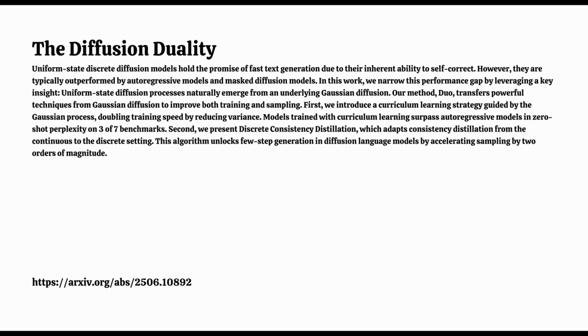What did they find? They discovered that these uniform state discrete processes aren't totally separate. They're actually an emergent phenomenon of an underlying continuous Gaussian diffusion process. Whoa, okay, emergent. So the discrete behavior just kind of pops out of the continuous one. How does that work? What connects them? The bridge, according to the paper, is the argmax operator. Argmax, like select the maximum.